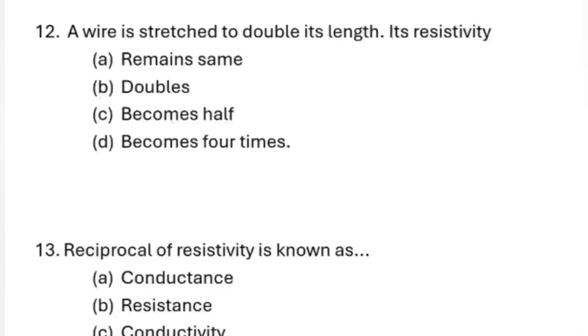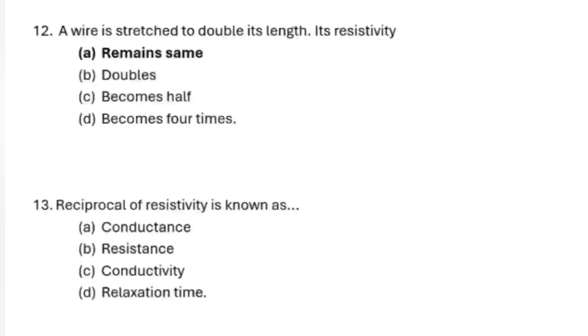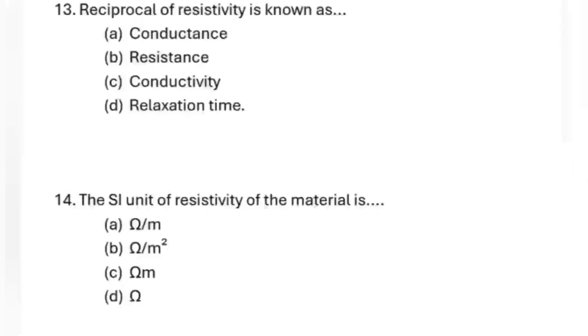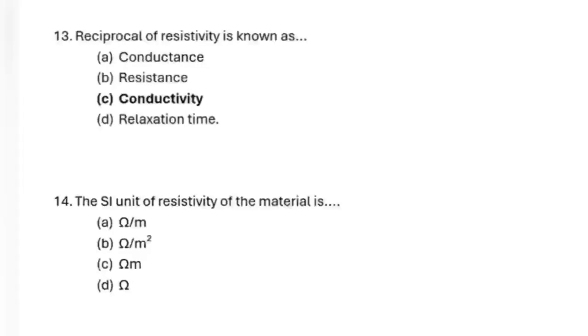Question number 12. A wire is stretched to double its length, its resistivity. Option A remains same, option B doubles, option C becomes half, option D becomes 4 times. Here the correct answer is option A remains same. Question number 13. Reciprocal of resistivity is known as option A conductance, option B resistance, option C conductivity, option D relaxation time. Here the correct answer is option C conductivity.